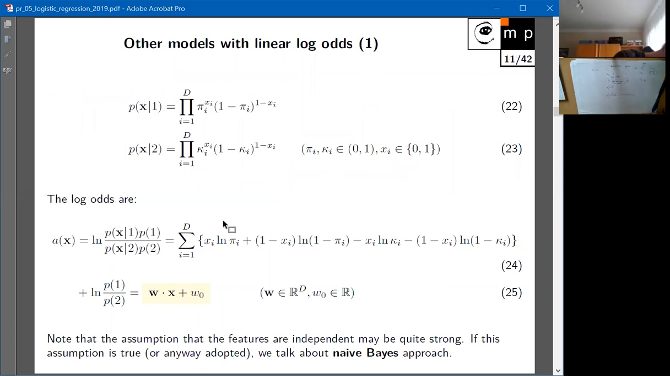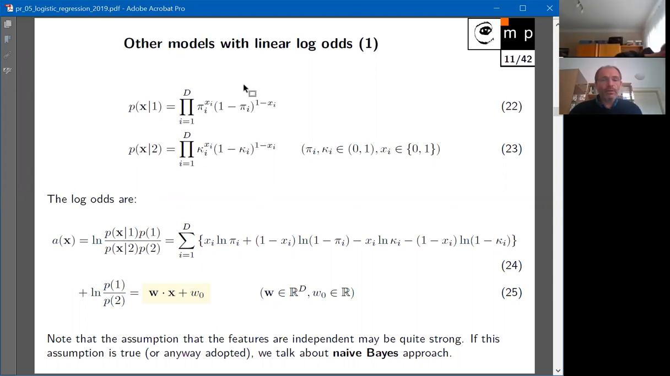If we look at the log odds, okay. So let's look at this slide. Please, in the chat, I would be happy if you confirm that you understand formula 22 and 23, else ask. Understood. Good. At least one answer. I think I get it. Good. Good. So, fine.